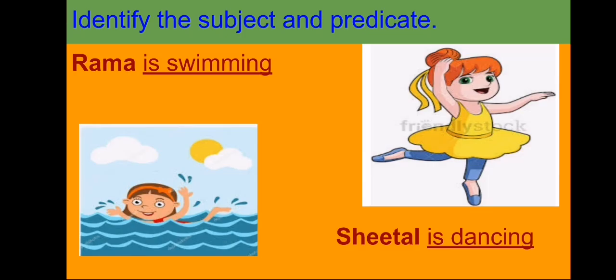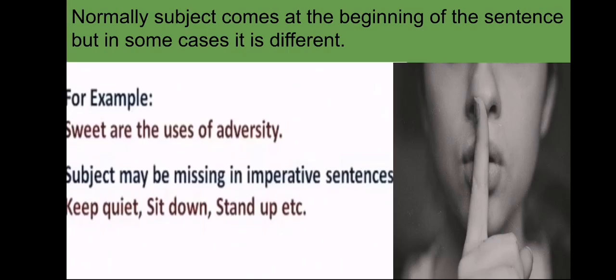Now, talking about 2 more sentences. Now let's identify the subject and predicate in these 2 sentences. Like Rama is swimming and Sheetal is dancing. Here Rama is the subject and is swimming is the predicate. Now Sheetal is the subject and is dancing is the predicate.